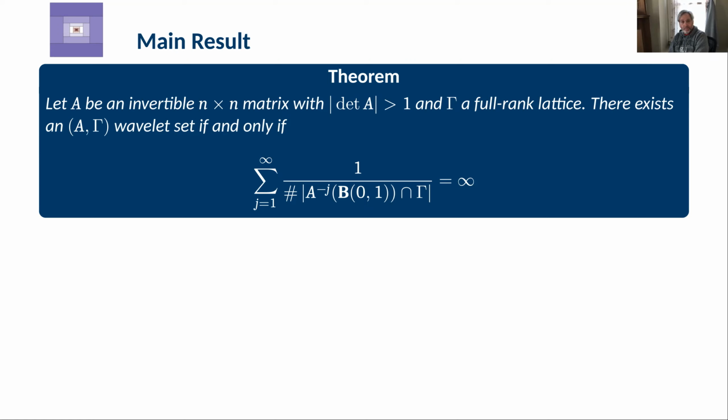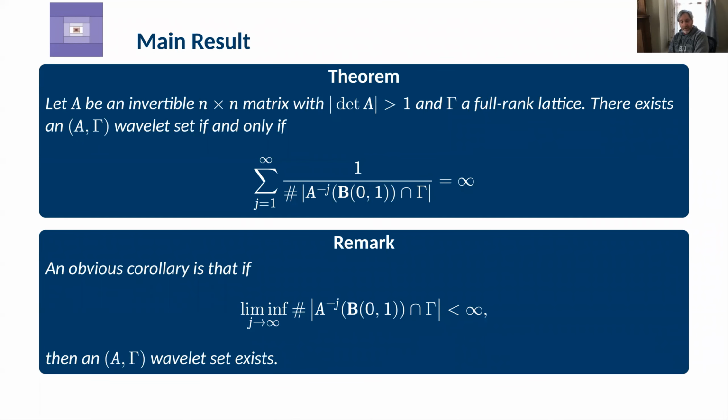Just restating the theorem: we have the sum of these cardinalities is infinity. Like I say, what we end up checking is not that the sum of 1 over these cardinalities is infinity. We usually end up checking that the limit for these cardinalities is finite, which implies that the sum is infinity, obviously. And so then gamma wavelet sets exist. This is the condition that we end up checking. The first one, I don't know. That one's tricky.